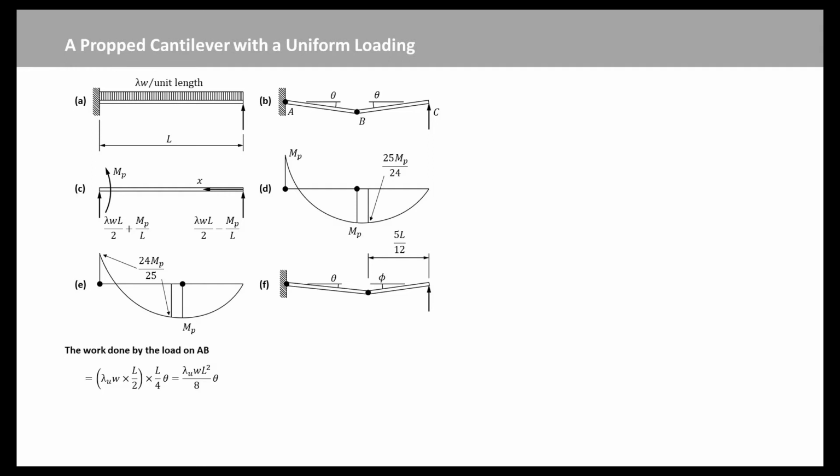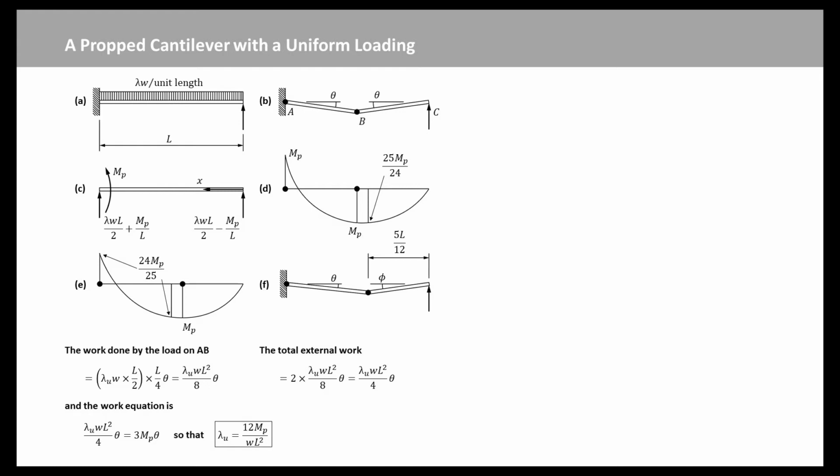The center of gravity of the load on AB is halfway between A and B, a distance of a quarter of L from A. Hence, the distance moved by the center of gravity of the load on AB is equal to a quarter of L times theta. The work done by the load on AB is equal to the total load on AB times the distance moved by the center of gravity. Since the loads on AB and BC are identical, the total external work is shown in this equation. And we have the work equation and obtain the lambda u expression.